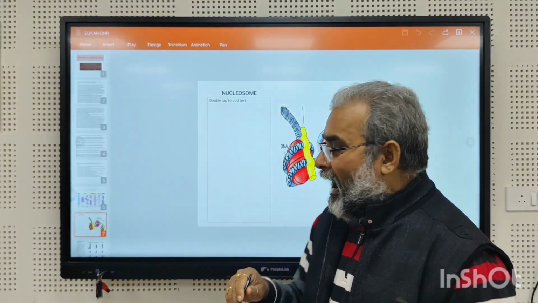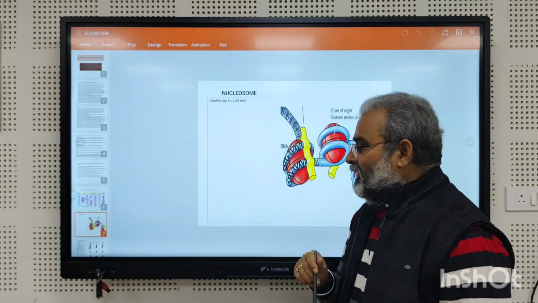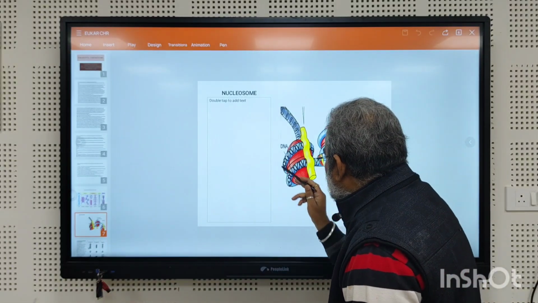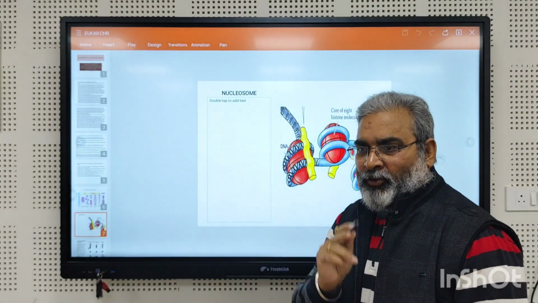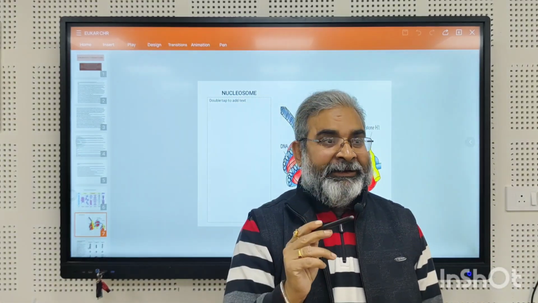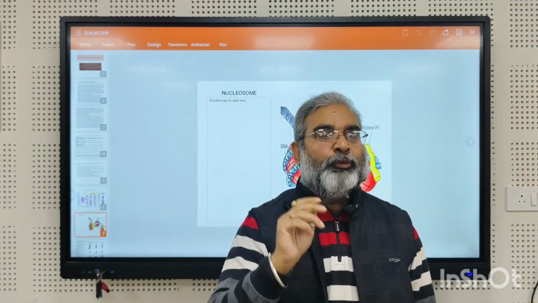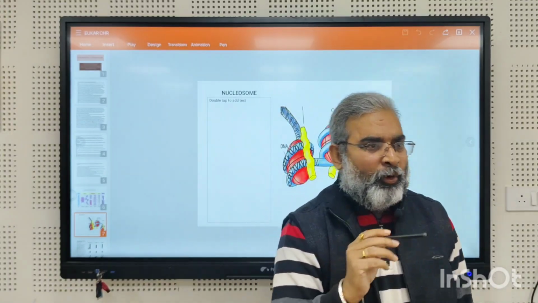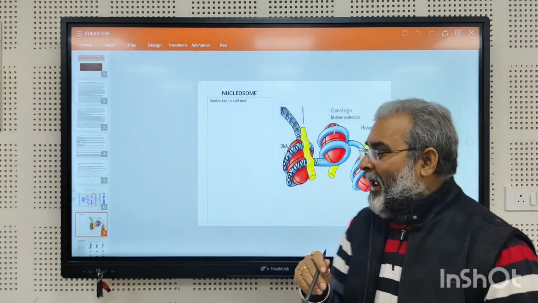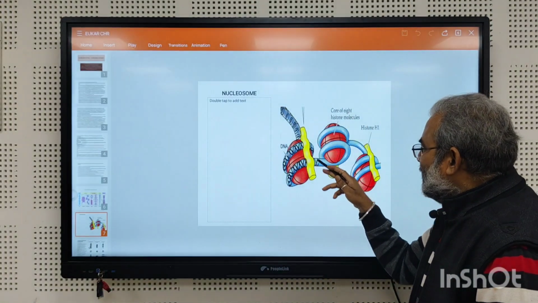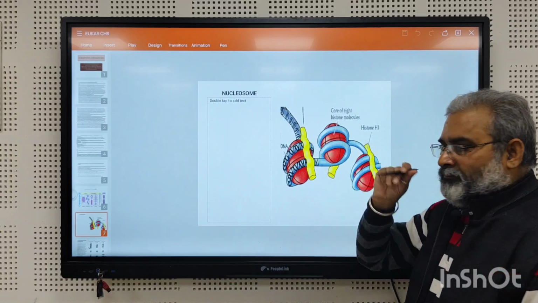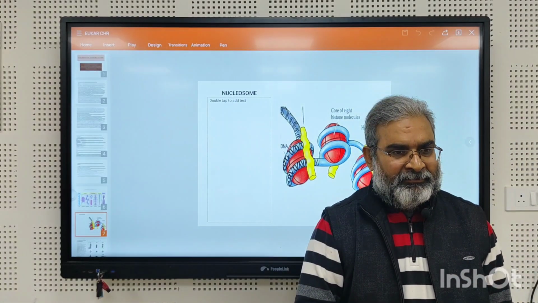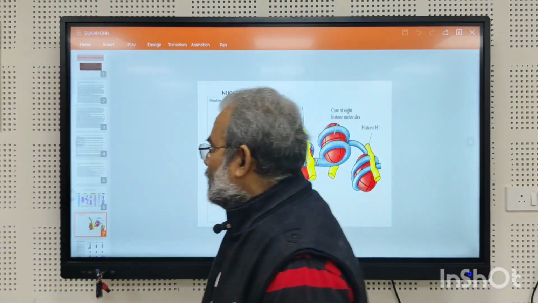ठीक है? And after the formation of the octamer, the DNA is wrapped. DNA उस पर क्या कर रहा है? Coil कर रहा है, wrapped कर रहा है. In complete 2, that is the 1.9 turn. ये कितना बना रहा है? 1.9 turn. And the loops are attached by the histone 1, H1. Clear? कोई दिक्कत नहीं?